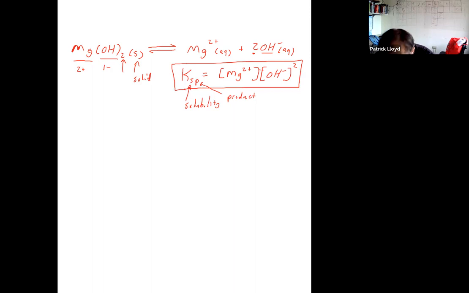And so what that tells us is if we want to know what the value of K is, we would need to know the concentration of magnesium ions, and we would need to know the concentration of the hydroxide ions. Let's take a look at one more example.